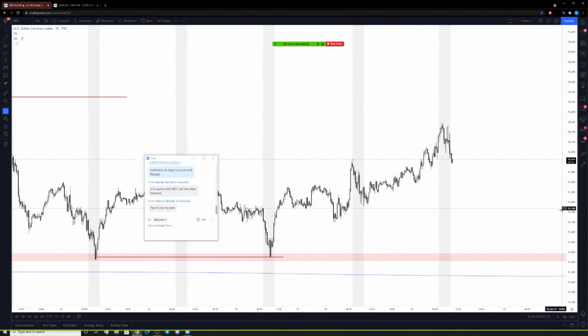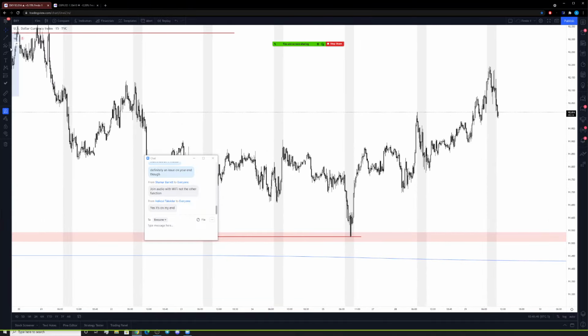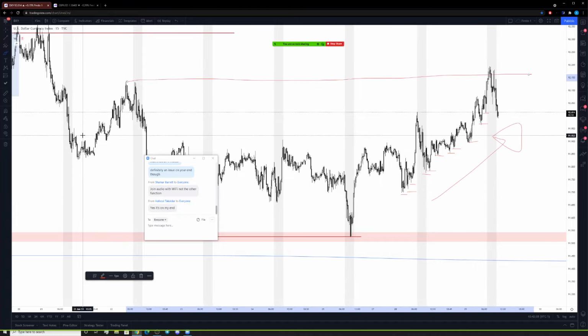Once we start zooming in, I see one, two, three, four, five, six, seven, eight, nine, 10, 11 mitigations to the upside, and we are barely coming into the previous high, signifying to me potentially weak order flow, potentially a sign of reversal.